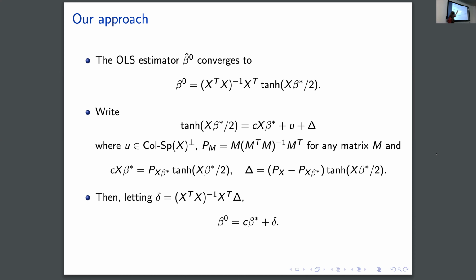And then what's beta naught hat? Beta naught hat is least squares: (x transpose x) inverse x transpose y. And then C and delta, we're going to estimate them using these expressions, where we plug in an estimate of x beta star, say obtained from penalized logistic regression or something. That's a good question. Let me show you on the next slide.